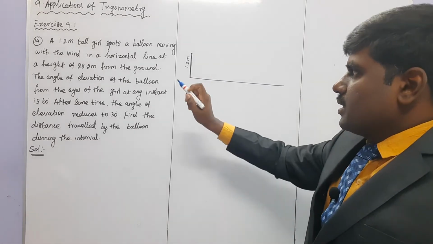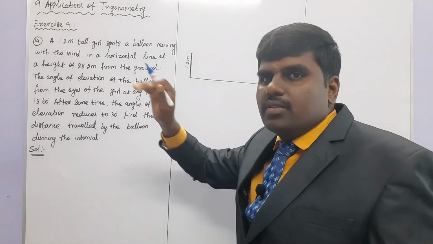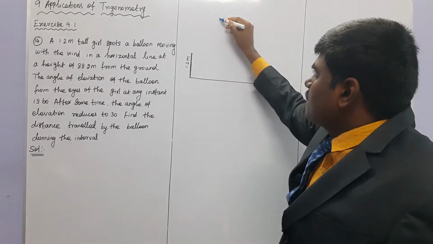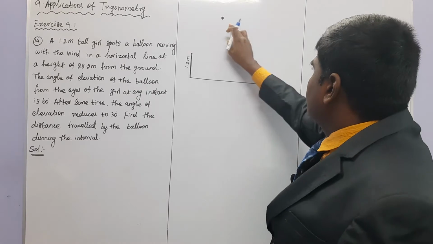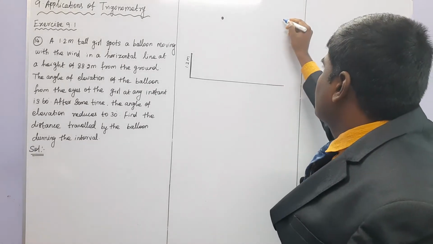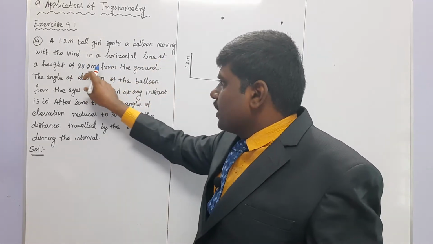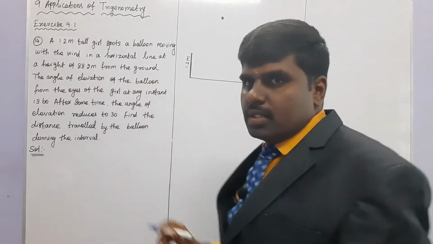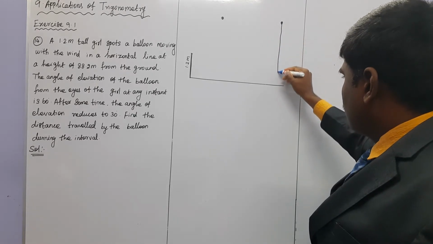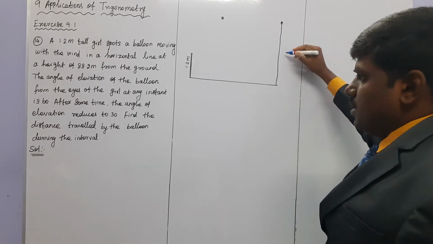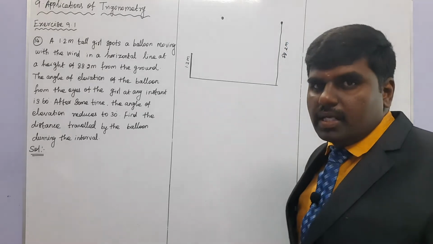Next, the balloon is moving with the wind, horizontally. The balloon moves to another position, at a height of 88.2 meter from the ground. So the total height of the balloon from the ground is 88.2 meter.